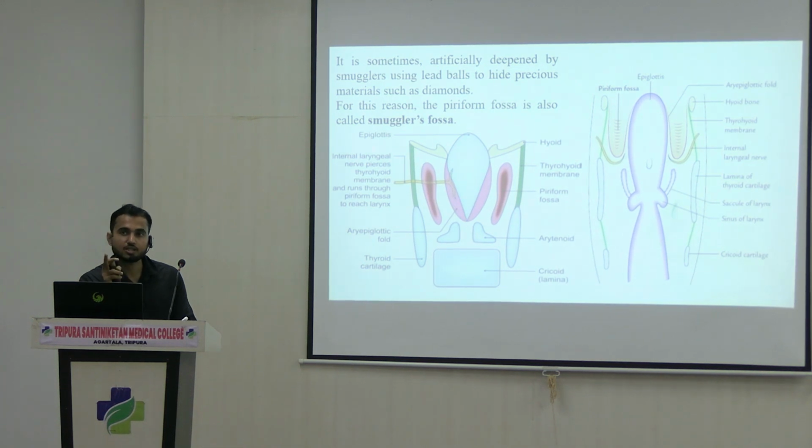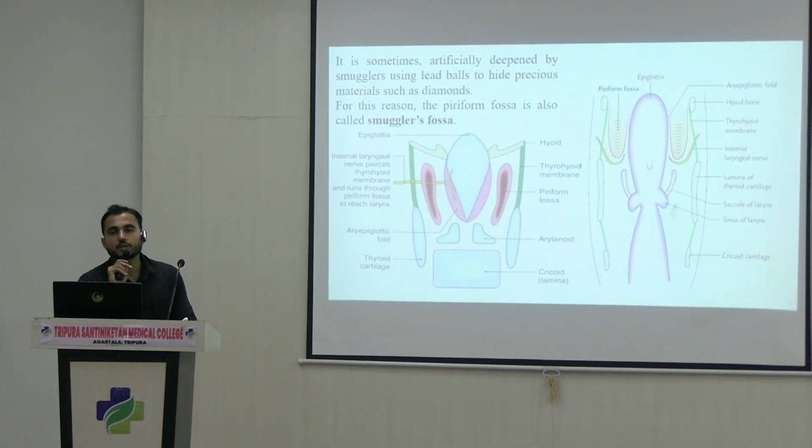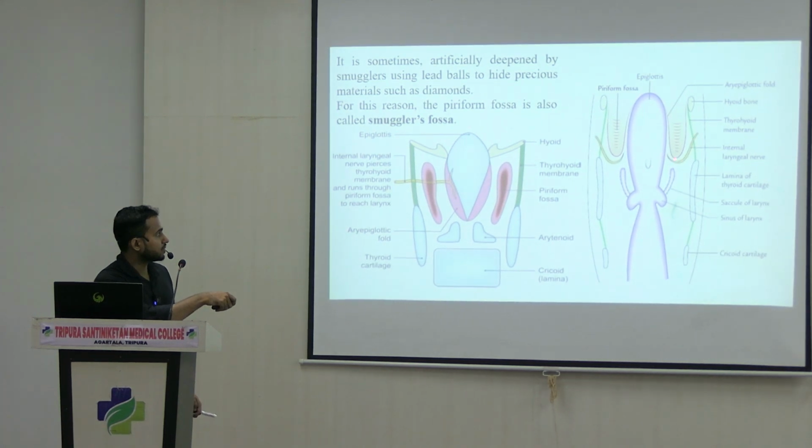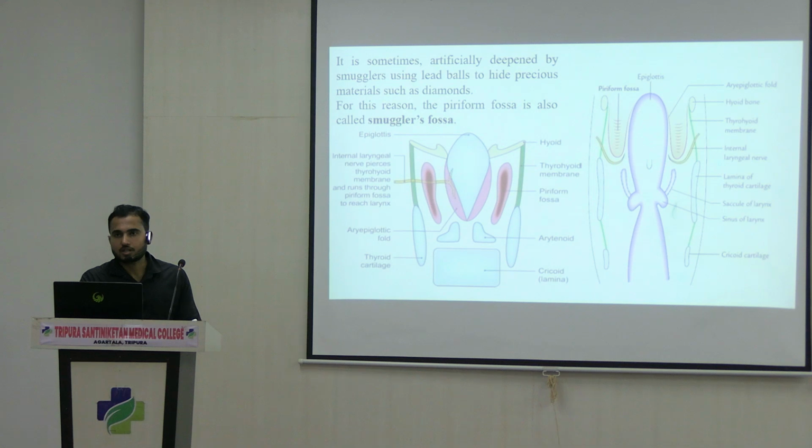Now, this internal laryngeal nerve, along with the superior laryngeal vessels, will pierce the thyrohyoid membrane. As you can see, it is piercing the thyrohyoid membrane, and it is going just below the pyriform fossa. Okay. So what is the significance of this particular part?